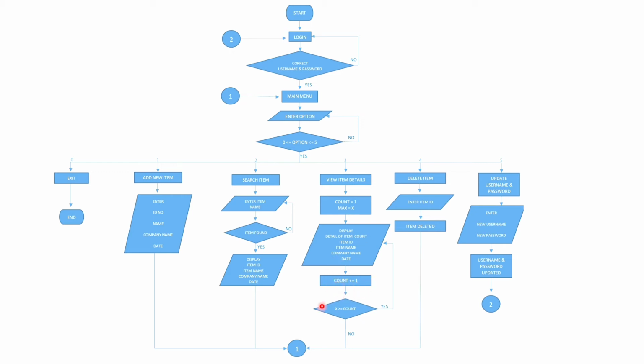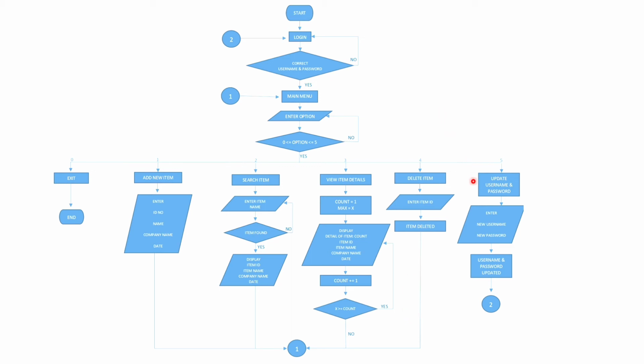After that, there will be a condition where the count is less than or equal to the maximum. As long as the statement is true, then it will proceed to display the following items' details. And once the statement becomes false, then it will proceed to the main menu again. For the fifth option, which is delete item, once we press 4, it will ask us to enter the item ID. And after that, it will automatically delete the item and return to the main menu.